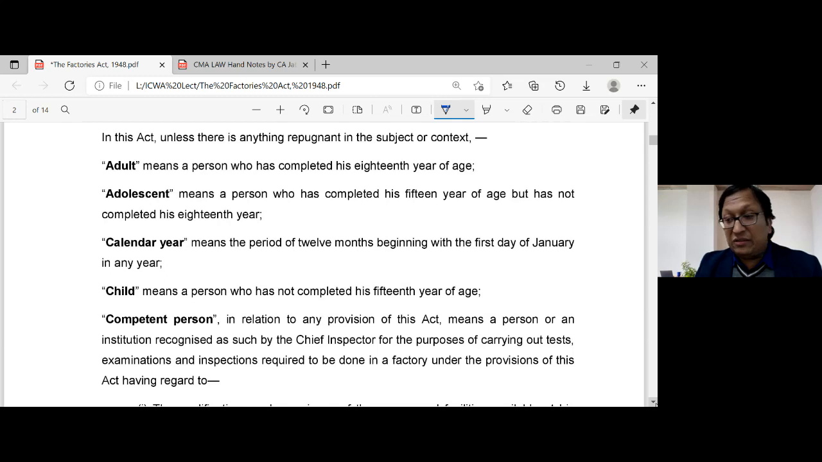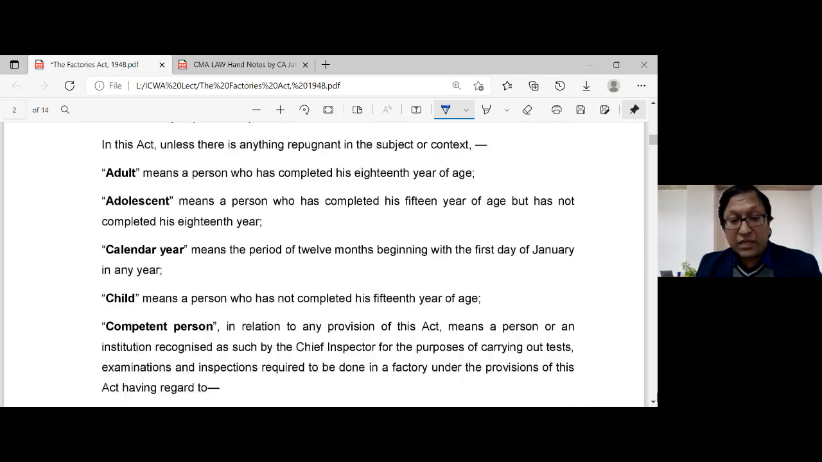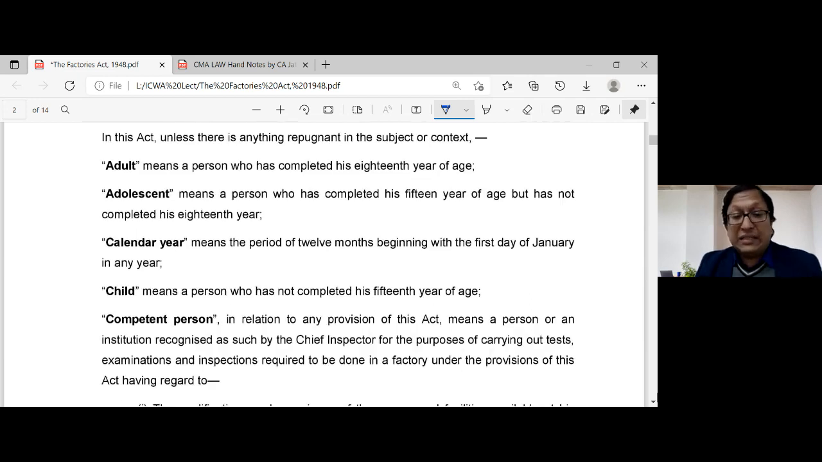Now we will see the various definitions given in the Act. The definitions are contained in section 2. No doubt the clause numbers are also there, but you need not learn all the clause numbers. Whatever is important, I'll tell you during the class itself. First of all, there is the definition of adult. In common parlance, a person who has completed the 18th year of age is called an adult. In the same manner, it is given in this act itself.